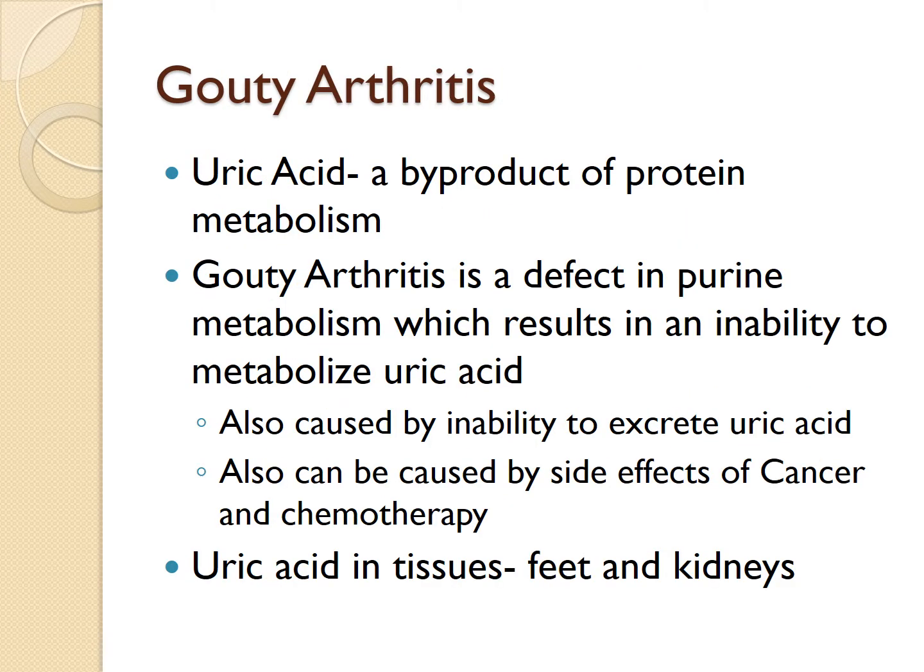Now, gouty arthritis is an issue with uric acid, and that uric acid is a byproduct of protein metabolism. They call this the disease of the kings because it's a defect in the purine metabolism, which results in an inability to metabolize uric acid. And purine is found in foods like organ meats and game meat and wine and beer, things like that. So that's why they call it the disease of the kings.